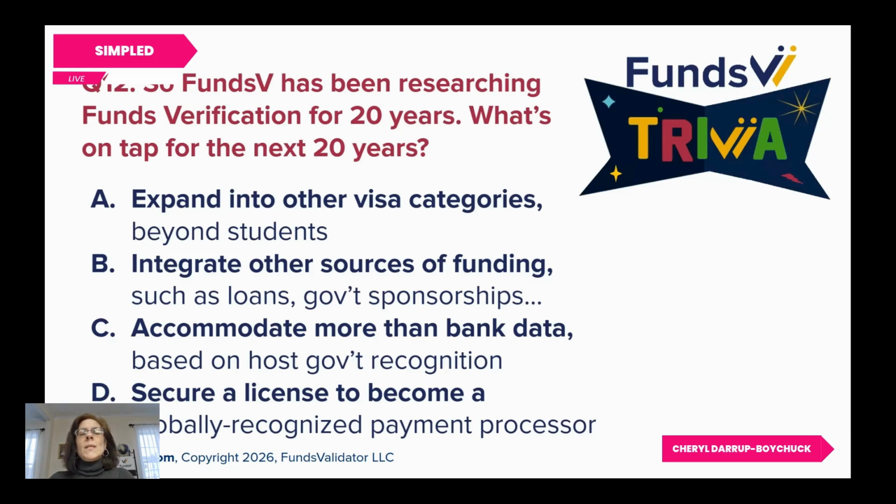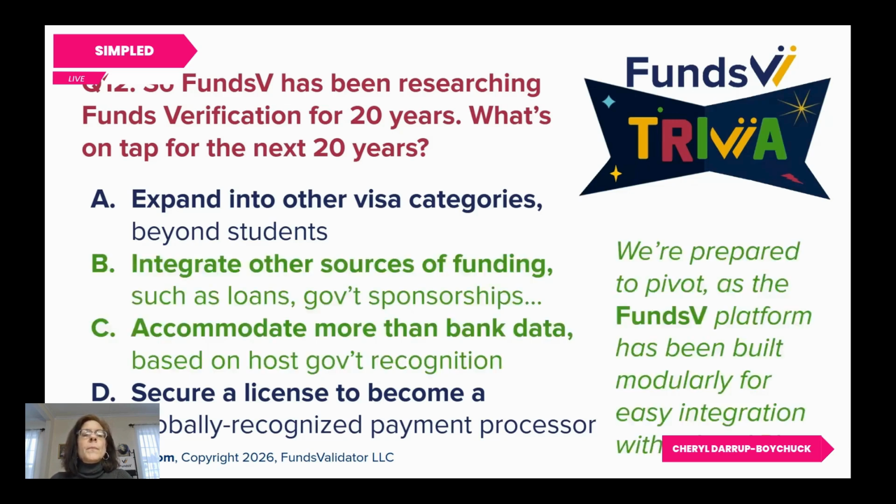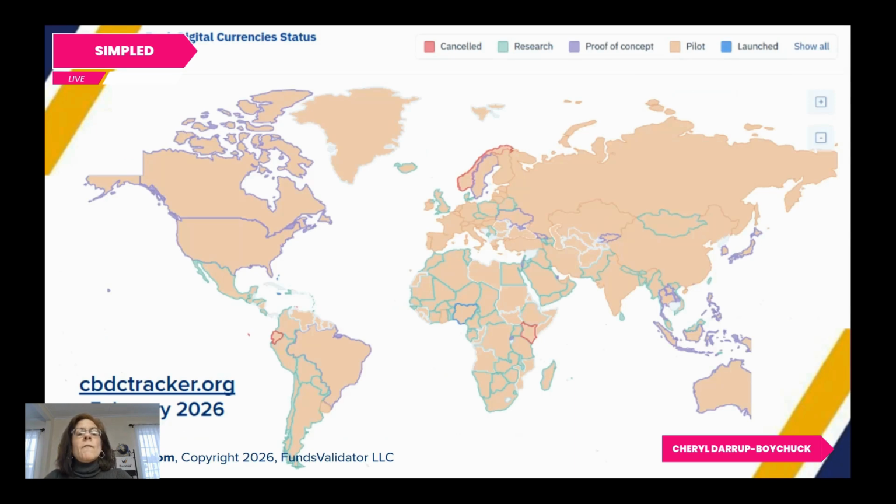Continuous improvement has been built into FundsV's DNA. We're working on integrating other APIs to accommodate other sources of funding that go beyond bank data, like loans, government sponsorship, university funding, and some of those decisions are largely driven by what sources host governments recognize. For example, host governments may eventually recognize central bank digital currencies. It's not crypto, it's actually supported by governments through their central banks, like the Federal Reserve Bank in the US or the Reserve Bank of India. Most countries fall into the research, pilot, or proof of concept stage at the moment.